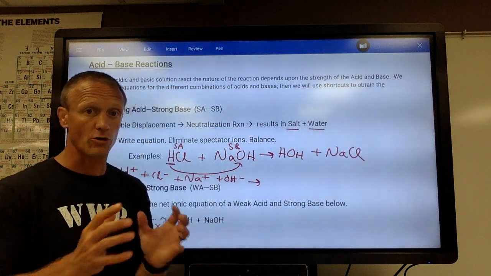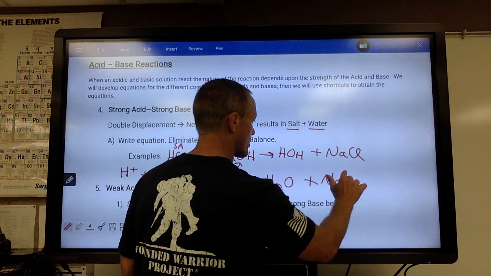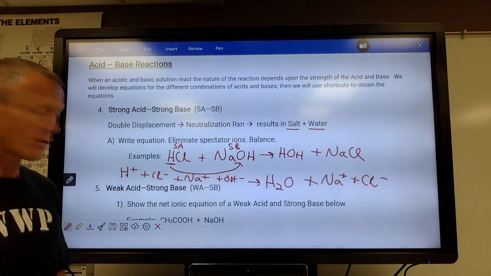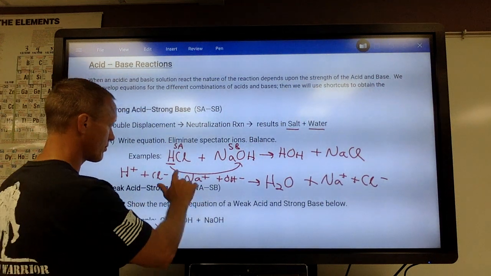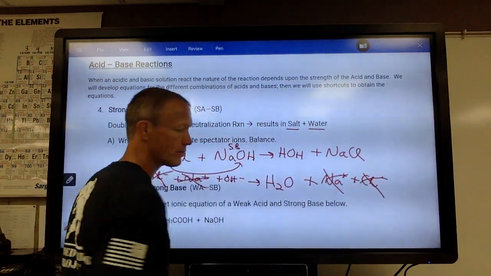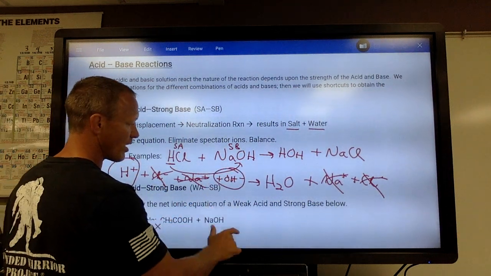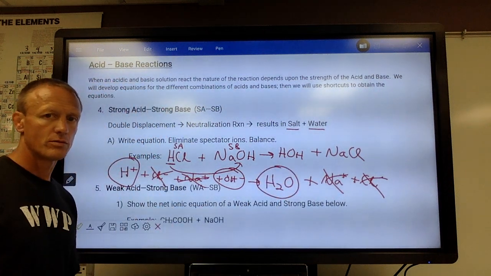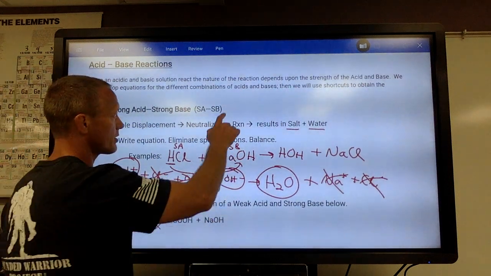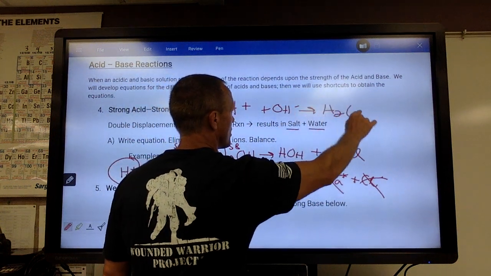Water does not obviously split apart. Water stays together as a molecule. So we still have water plus sodium ions plus chlorine ions. Now look at our spectators here. Sodium, sodium, chlorine, chlorine. Our net equation is H plus ions react with OH negative ions to make H2O. That'll always be the case. For a strong acid, strong base, it's always just H plus ions plus OH negative ions make water.